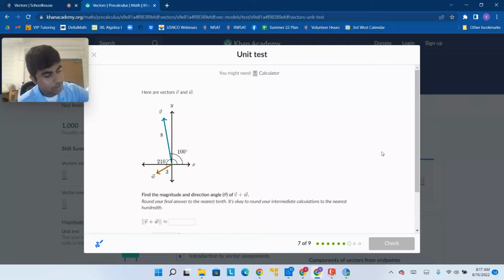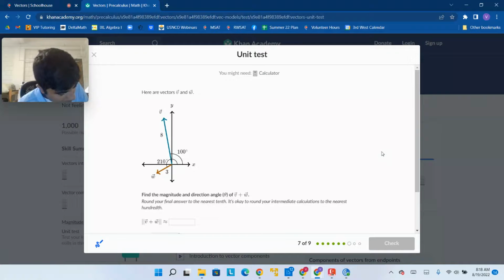Okay, so anyway, we're going to write this out. It's vector w. Right now, both of the components are going to be negative, so it's going to be negative 2.60, and it's going to be negative 3 sine 30, which is going to be negative 1.5.